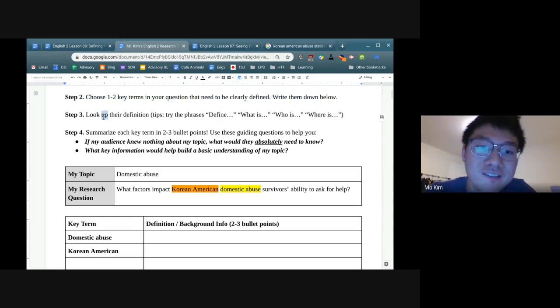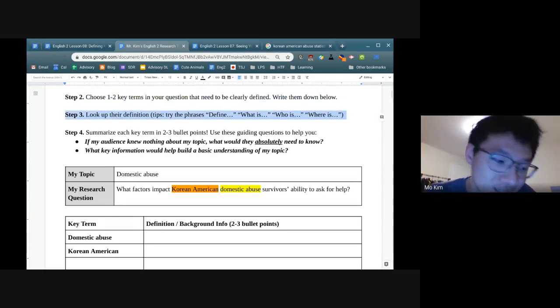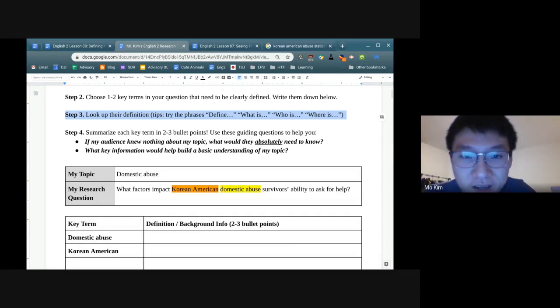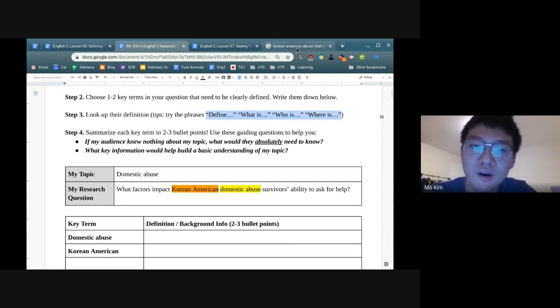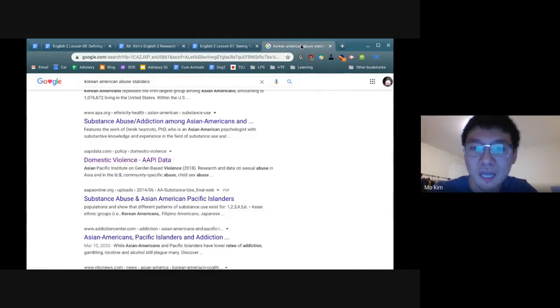Step three is to do a little bit of Googling. Look up the definitions on Google. Some tips, try phrases like define blank. What is blank? What is police violence? Who is Barack Obama? Where is California? These are things that are going to just help you find good info on your topic. So I'm going to begin with domestic abuse, and I'm going to type in domestic abuse definition.